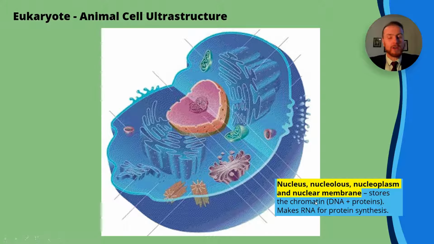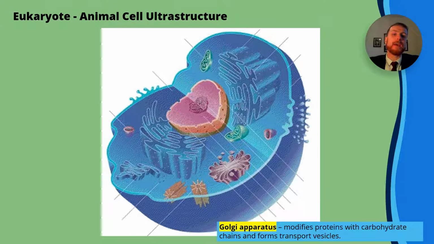The role of the nucleus is to store the DNA, which is used to make RNA, and the RNA will later be used to make proteins. Next, we have the Golgi apparatus. The Golgi apparatus modifies proteins with carbohydrate chains and forms transport vesicles.